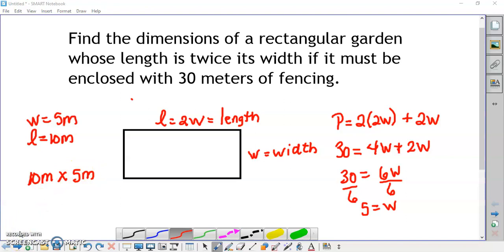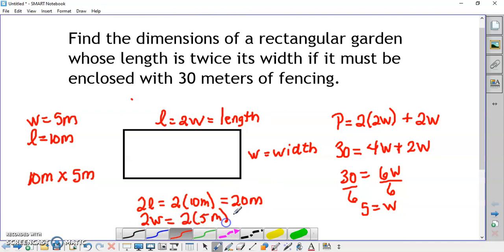Let's check to see if this makes sense in the context of the words. With a length of 10 meters and a width of 5 meters, will the perimeter of my garden be 30 meters? Well, twice the length is 20 meters, and twice the width is 10 meters. Twenty plus 10 equals 30, so the perimeter is 30 meters.